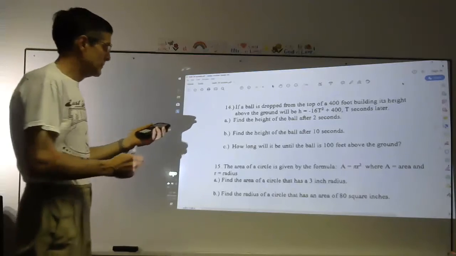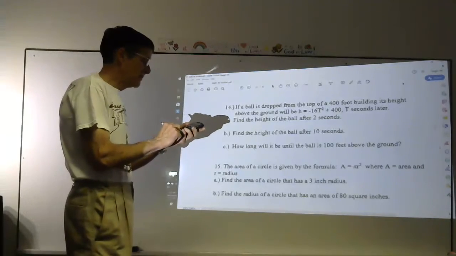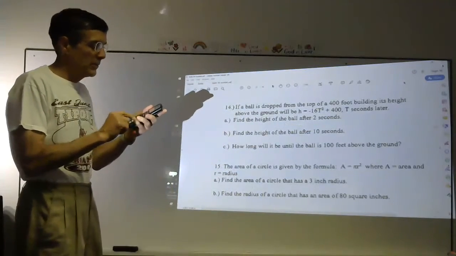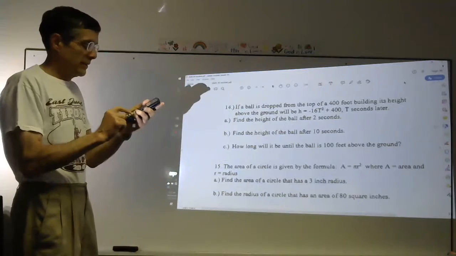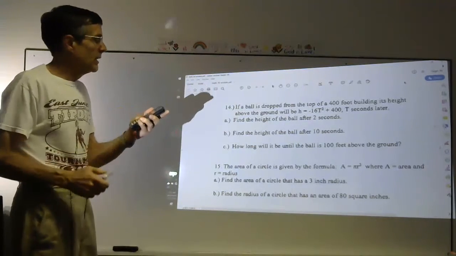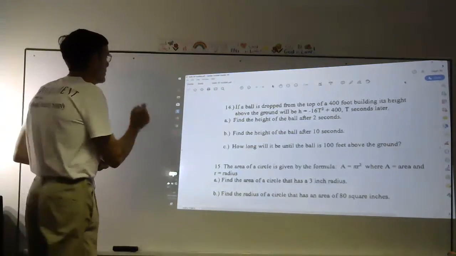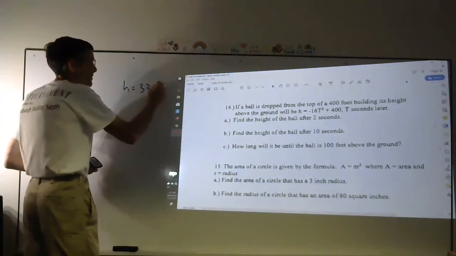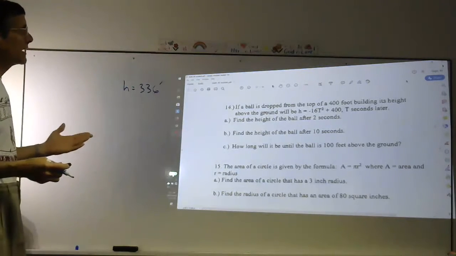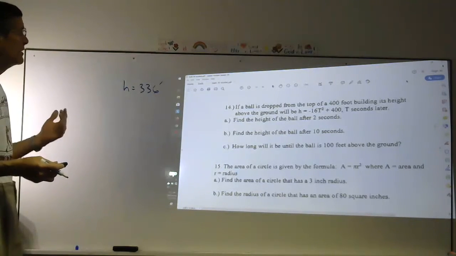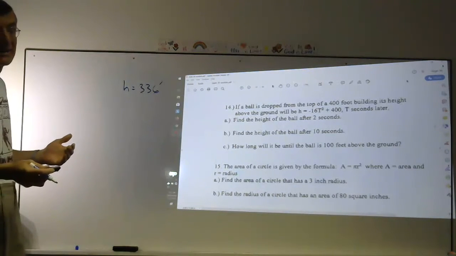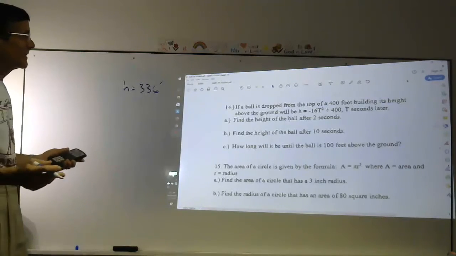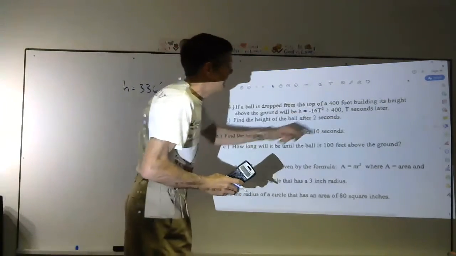So I'm going to take -16 times 2 squared, which is 4, so take it times 4, and then add 400. Okay? And 2 seconds later, the height of the ball is 336 feet. In 2 seconds, you have fallen 64 feet, all right? 64 feet. Find the height of the ball after 10 seconds. Okay? So I need to put 10 here.